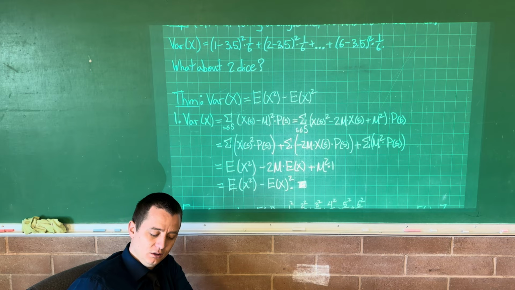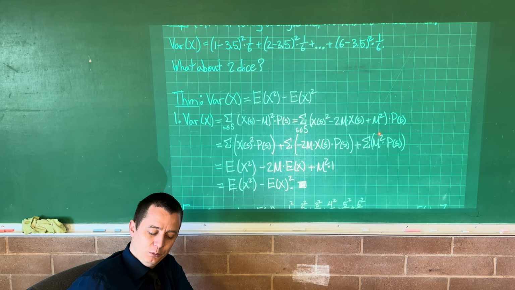They all simplify. Okay, so now the sum of x of s squared times p of s, well, that's exactly what we mean by the expected value of x squared. This one, you can pull out the negative 2 mu, that's a constant. And what are you left with on the inside? x of s times p of s, or E of X, which is the same thing as our expected value.